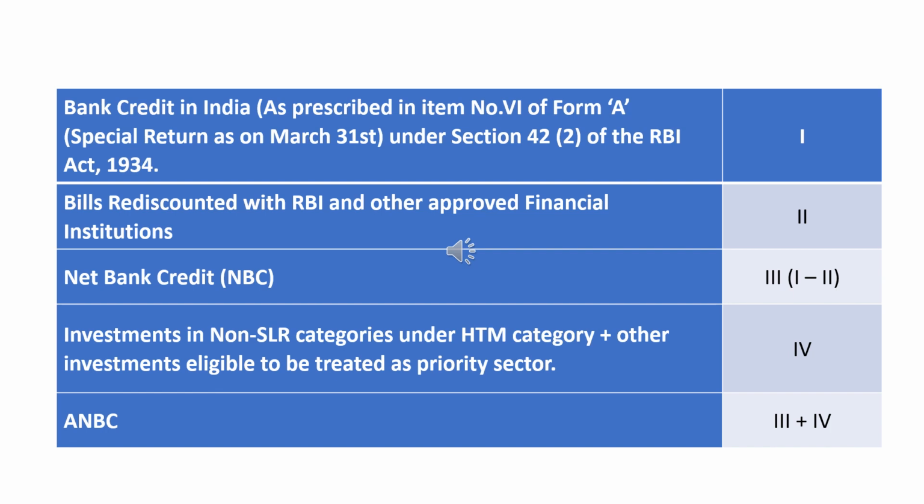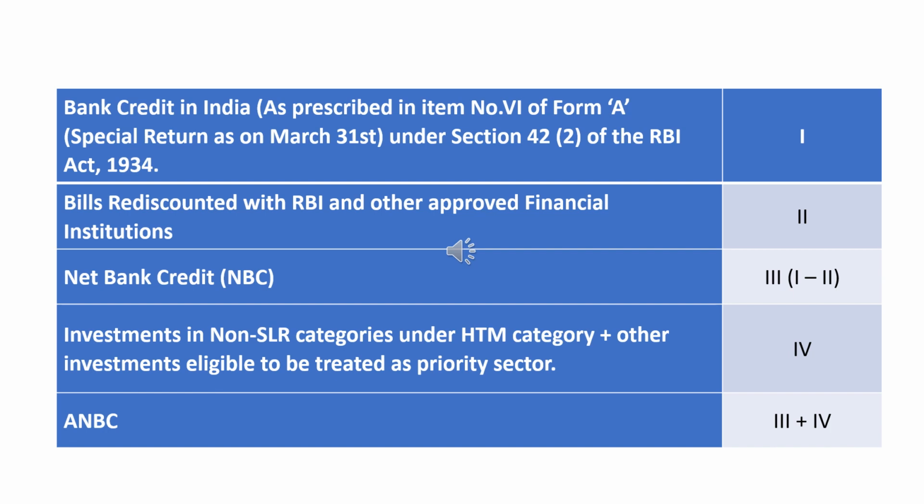What is 1? Bank credit in India. What is 2? Bills discounted with RBI and other approved financial institutions. That gives us 3. Then investment in non-SLR categories under HTM category plus other investments eligible to be treated as priority sector. All other investments eligible to be treated as priority sector, that means priority sector bonds offered by NABARD. So that is treated as number 4.